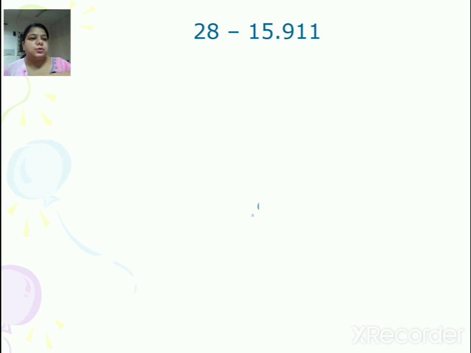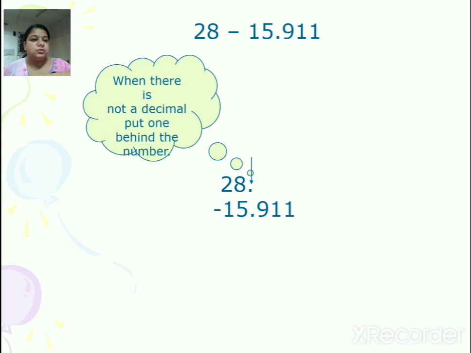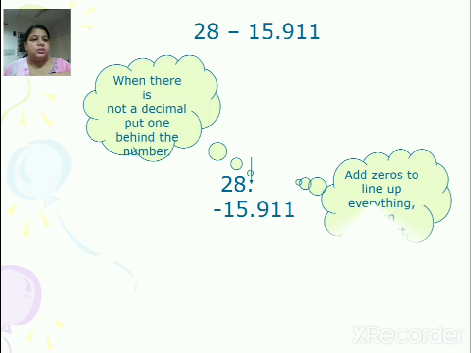Now again there is one more example. Again, 28 means decimal. Where is the decimal? After the 28 there is a decimal, so it will be written as 28 point. You can put zeros after 28 to line up everything. Below the number, after the decimal there were 3 places, so we have put 3 zeros. So 28.000. You can put as many zeros as you want after the decimal in any number, right?